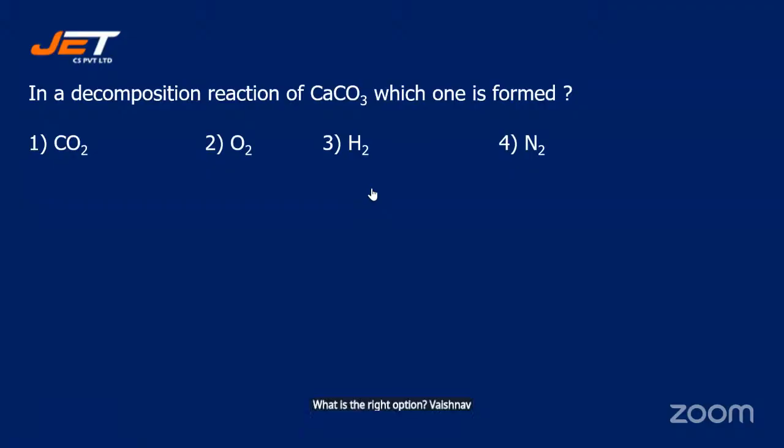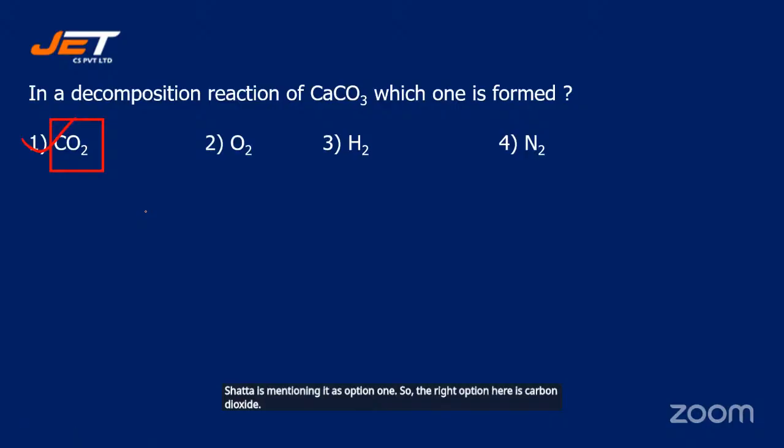Vaishnavi is mentioning it as option 3. Shraddha is mentioning it as option 1. So the right option here is carbon dioxide. Okay. On heating of calcium carbonate, it decomposes into calcium oxide and carbon dioxide. So that is why carbon dioxide is formed here.